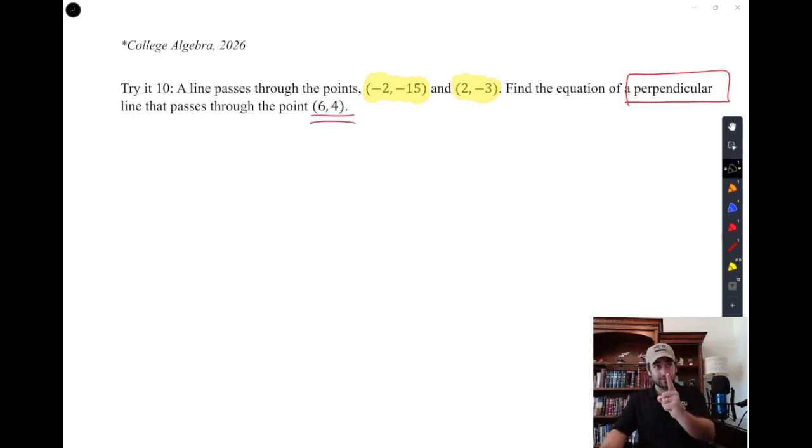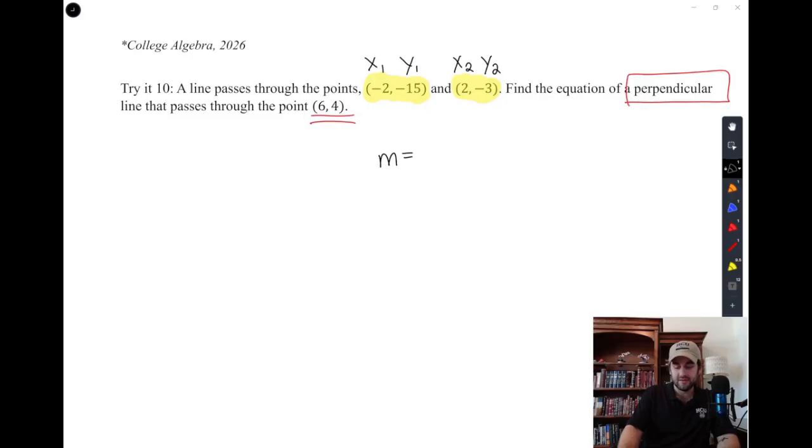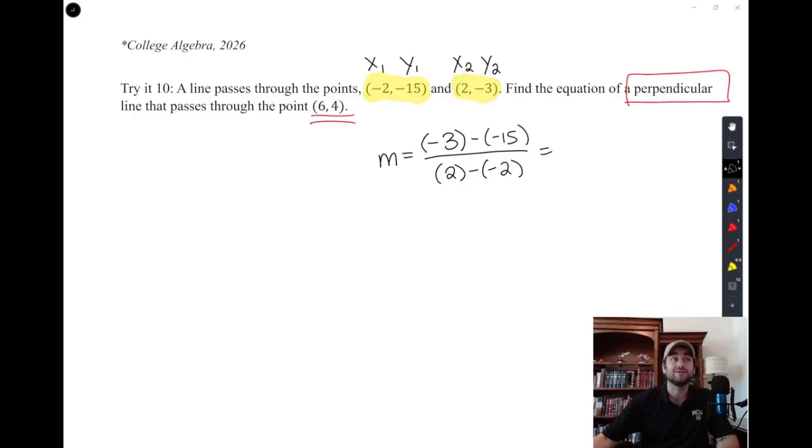And so the first thing I need to do is find the slope. And so m equals, I'm going to label them, but then I'm going to skip writing the equation for you so you can kind of see us piece it together. M equals y2, which is negative 3, minus y1, which is negative 15, over x2, which is 2, minus x1, which is negative 2. And there's a lot of negative signs there, so I would encourage you to be careful and look at those negative signs carefully as you work with them. Remember, if you have two negatives next to each other, it's a plus. So 15 plus negative 3 is 12. And 2 plus 2 is 4.